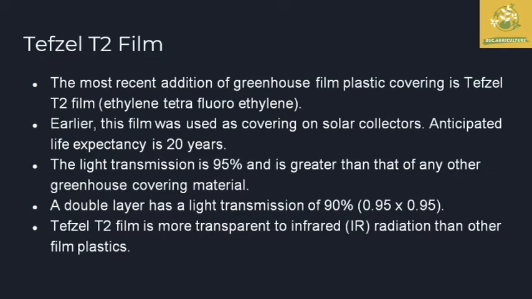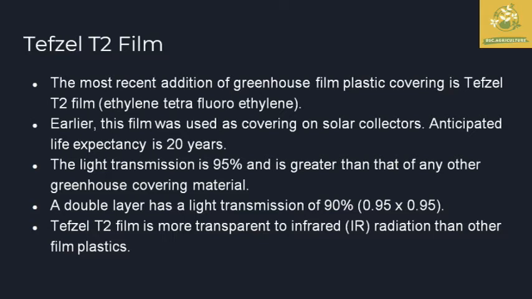And after that, we are going to see about Tefzel T2 films. These are said to be the most recently added covering material in greenhouse glasses. The full form of the Tefzel T2 film is ethylene tetrafluoroethylene. This film is also used as a solar collector. Their life expectancy is said to be around 20 years. These are the points we need to know about Tefzel T2 film.